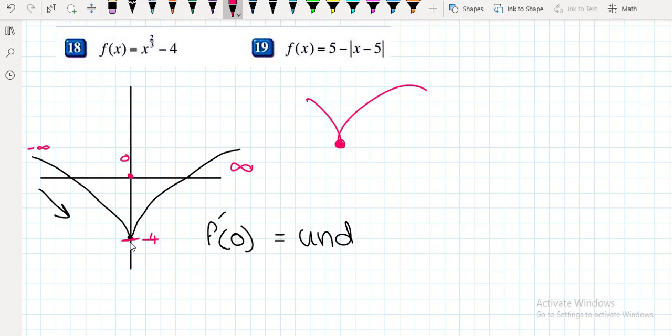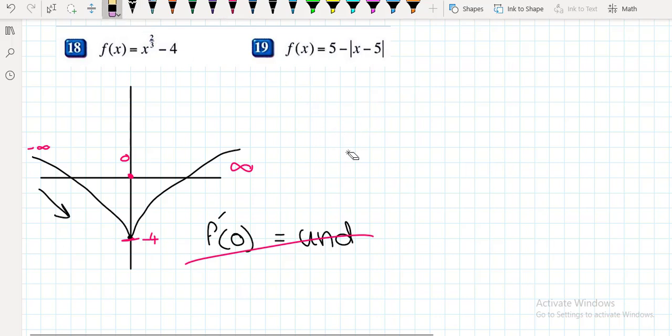Is the function continuous at x equal to 0? Yes, because f of 0 is equal to -4. At 0, there is an answer. That means it is continuous. Limit x tends to 0 on the right is -4. Limit x tends to 0 on the left is also -4. Then the function is continuous at 0, but not differentiable because the derivative is undefined.